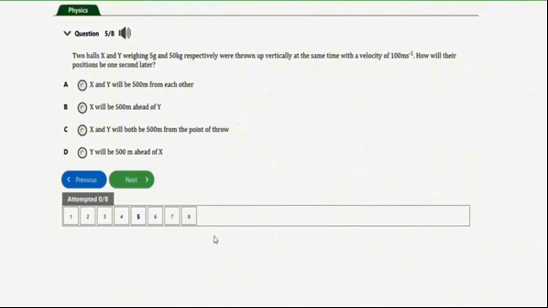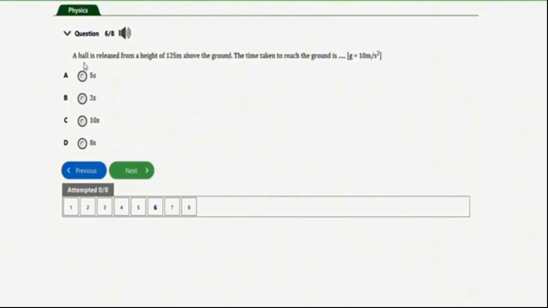Alright, so the next repeated question is going to be this. It says a ball is released from a height of 125 meters above the ground. The time taken to reach the ground is what? I think I solved this question before. Yeah, I think I solved it, but let's just solve it again.